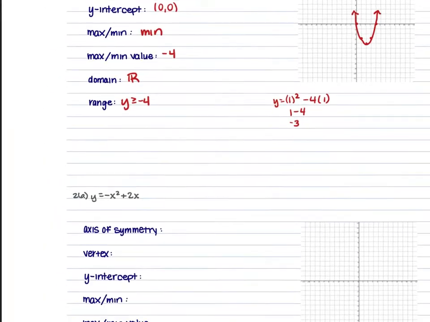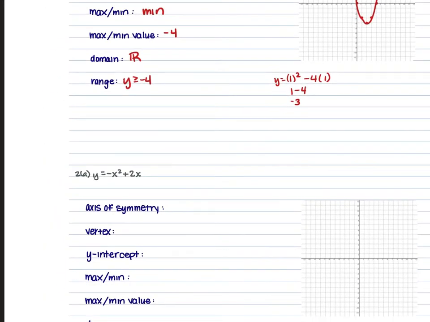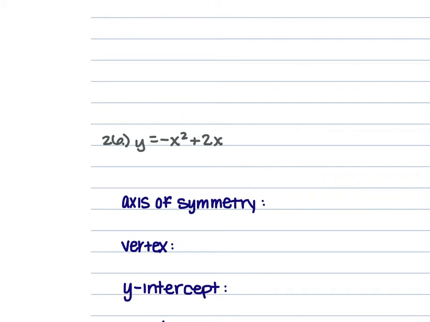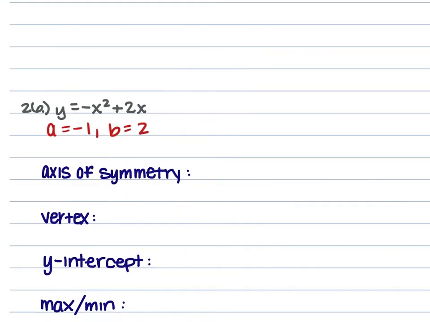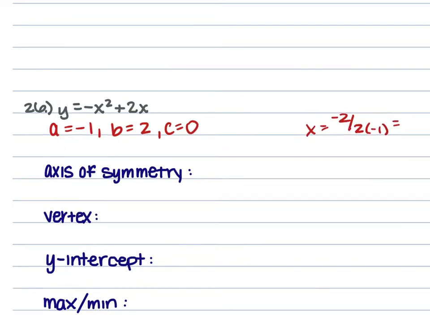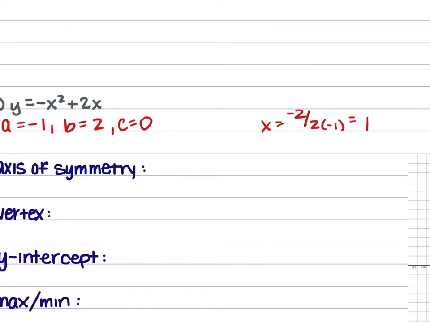For 26, we have y is equal to negative x squared plus 2x. So our a is negative 1, our b is 2. To find our axis of symmetry, we have x is equal to negative 2 over 2 times negative 1, which is just negative 2 over negative 2, which is 1. So x is equal to 1.